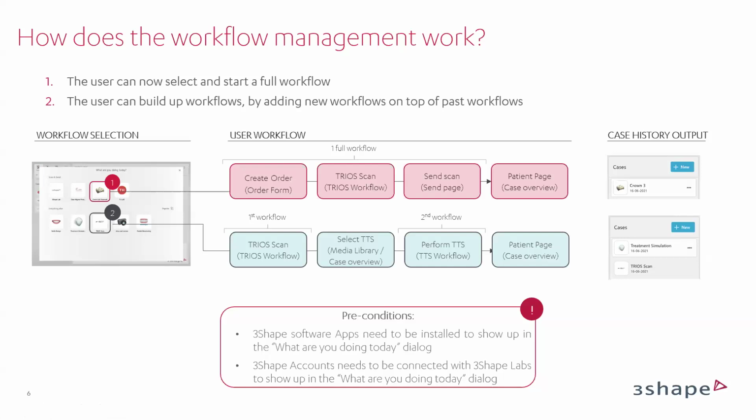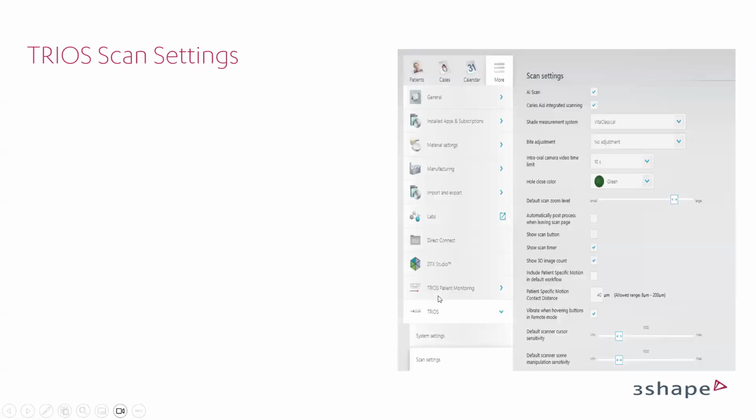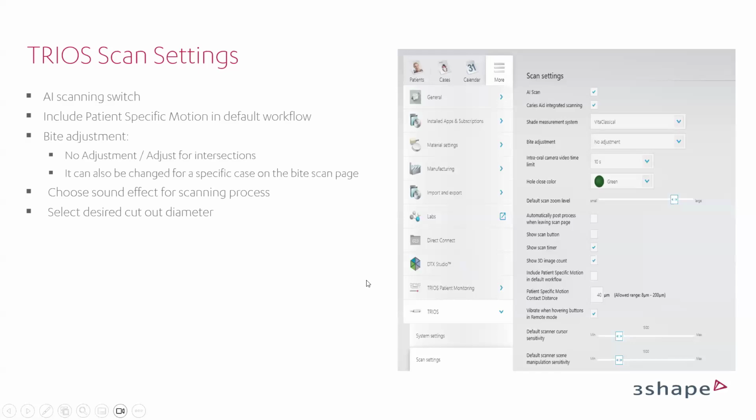You can see that our software applications need to be installed to show up in the What You're Doing Today dialog, and our 3Shape accounts need to be connected with 3Shape labs to show up in the What We Are Doing Today dialog as well. Also, if we're talking about the 3Shape scan settings, if you need to check them, you have to go to the More tab here. You have to go to the 3Shape scan settings. So what options are available there?